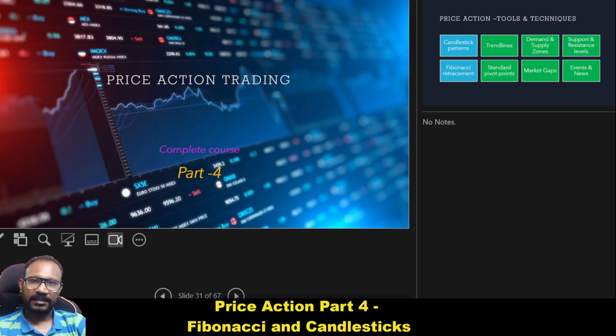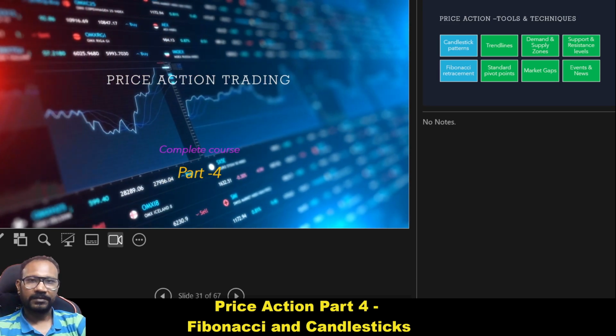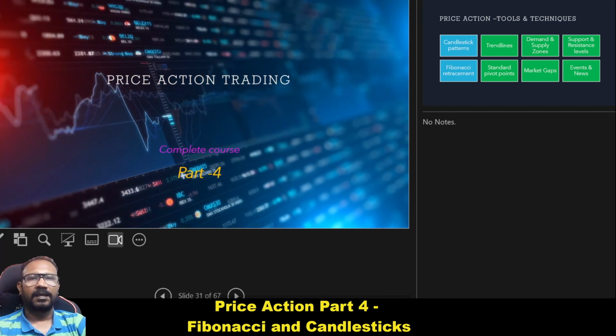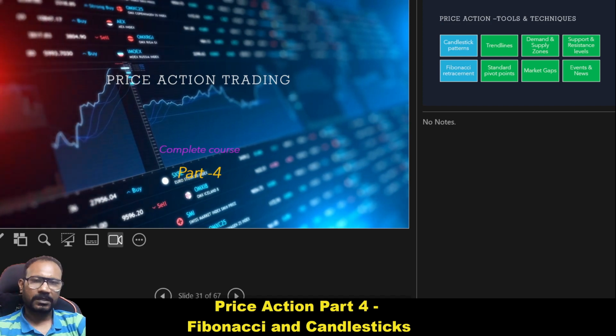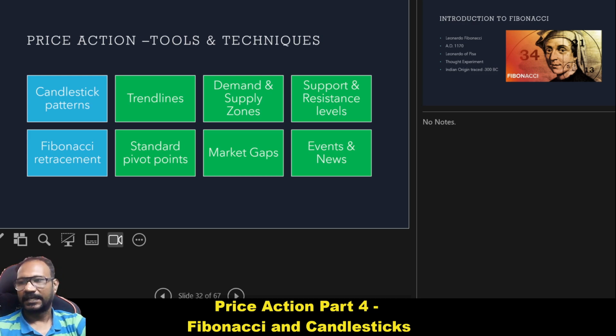This is going to be the last part of the series, and today we are going to cover candlestick patterns and Fibonacci retracement tools. Previously, we have also covered some of the concepts like how to draw a trend line, what is demand zone and supply zone, resistance levels, standard pivot points, market gaps, and events and news. How to use all of these together is something that we have discussed in part 1, 2, and 3. Today, we are going to exclusively cover what is Fibonacci retracement and what are the candlestick patterns.